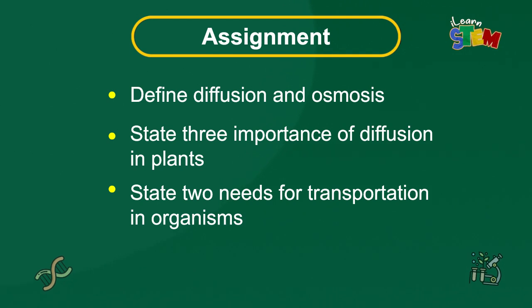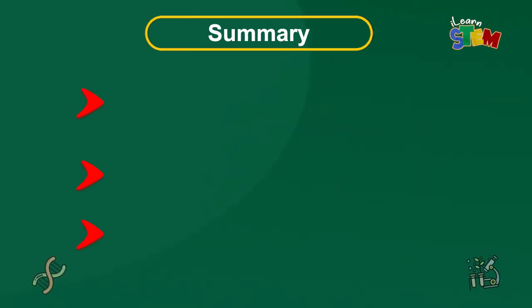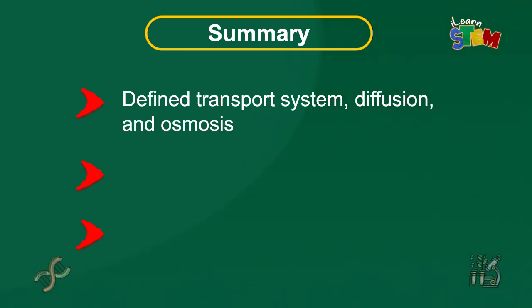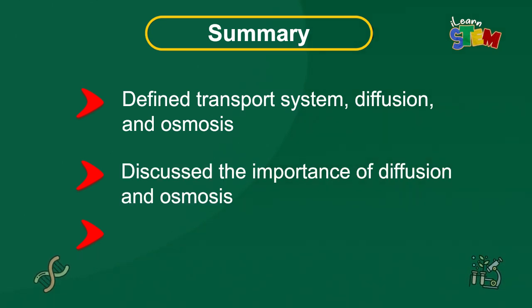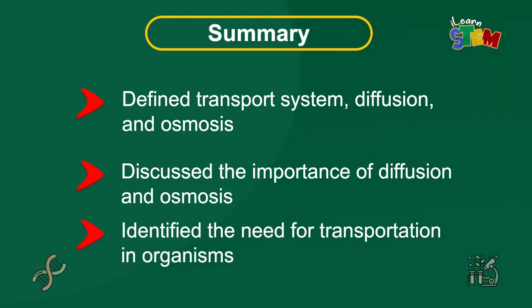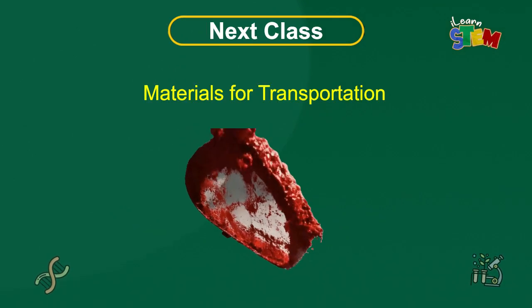Before we call it a day, let's review what we've learned today. In today's lesson, we defined transport system, diffusion, and osmosis. We also discussed the importance of diffusion and osmosis. We were also able to identify the need for transportation in organisms. In our next class, we will dive into materials for transportation.